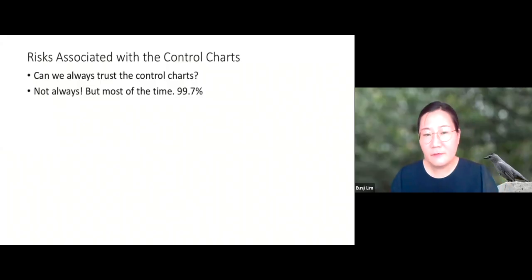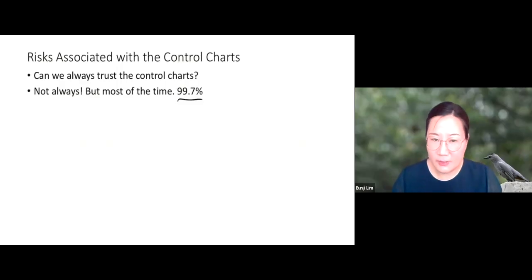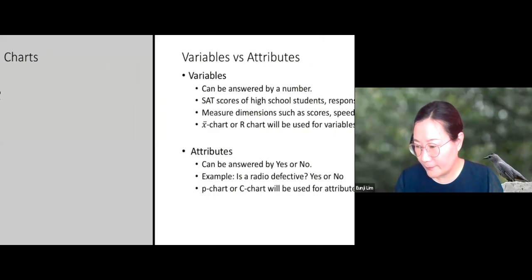The next comment is the following. Can we always trust the control charts? The answer is not always, but we can trust them most of the time. What do you mean by most of the time? 99.7% of the time we can trust them, but in 0.3% of the time we'll make wrong conclusions. So we're going to come back to this point later in this chapter and see why this is true.